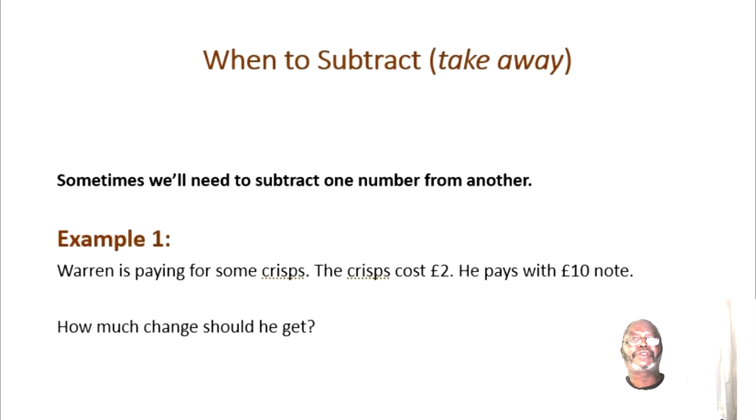You also need to know when to subtract, to take away. In this example, Warren is paying for some crisps. The crisps cost £2. He pays with a £10 note. How much change should he get? When you're dealing with money, if you're not smart and on the ball, you can lose out because you have a lot of scammers out there, so be careful.